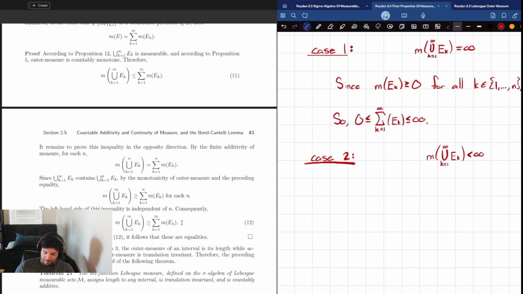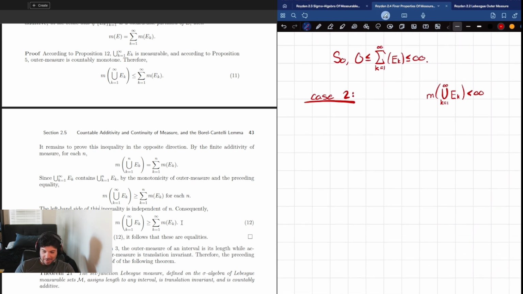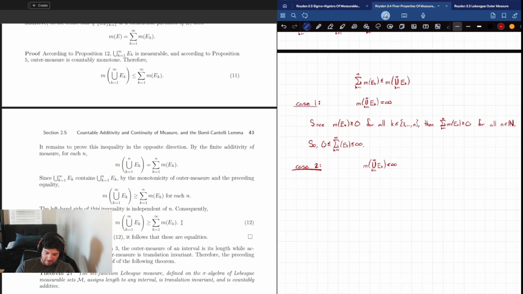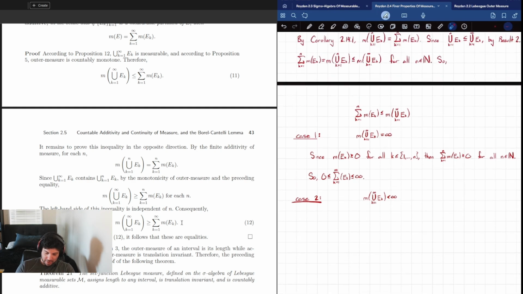Okay, this case is actually not that bad. This actually requires undergrad analysis facts. First, it's clear that this sequence of partial sums, since the sums are positive, is an increasing sequence.